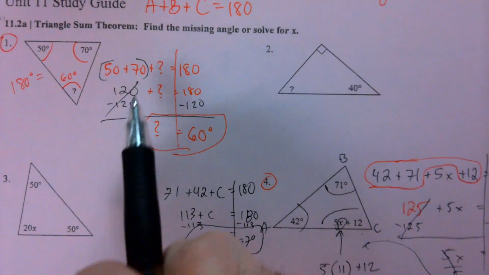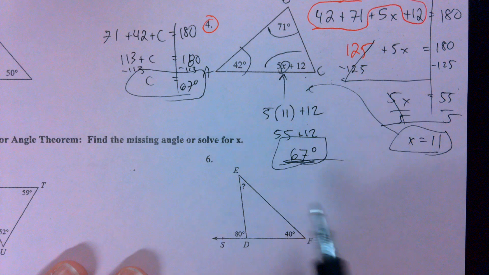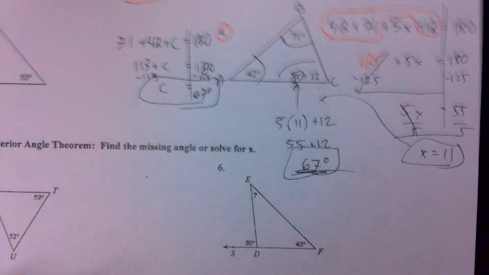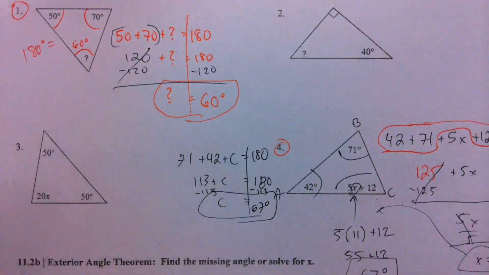I know it didn't say on here to find the missing angle, but I'm just telling you right now, on the test tomorrow, you are going to have to do that. That's part of it. So plug it back in, see what you get. Questions I could answer on the triangle sum theorem?